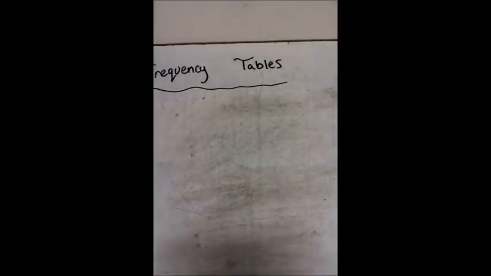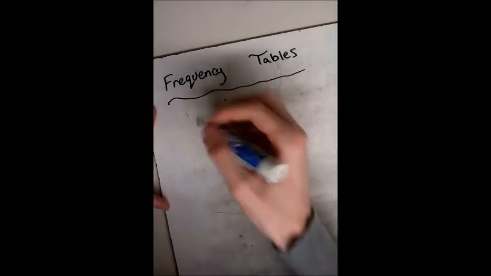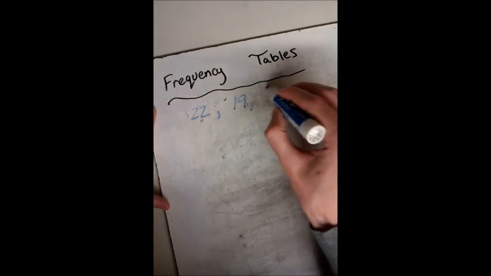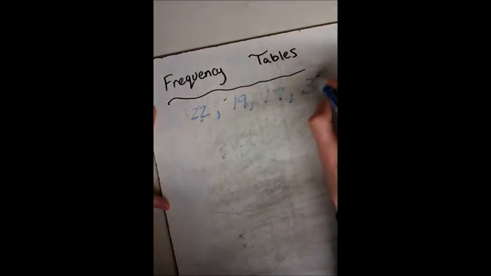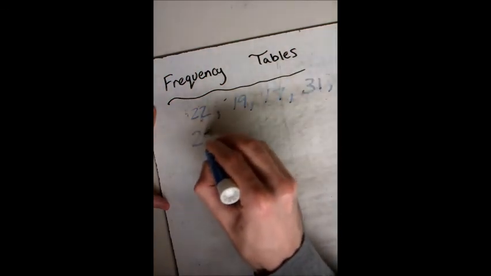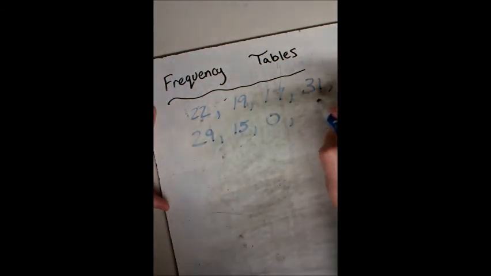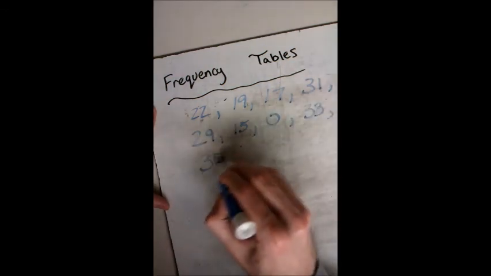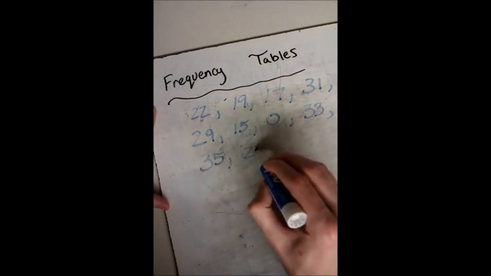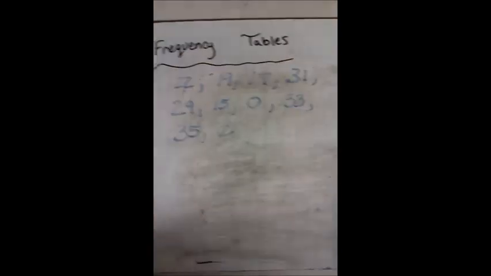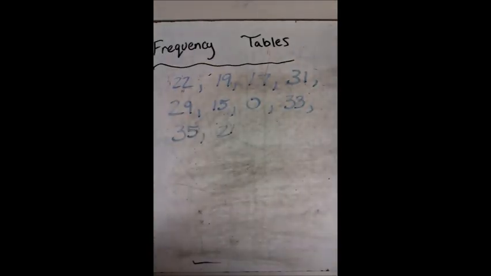Alright, so I'm going to make up some numbers here to look at. So we'll start with 22, 19, 17, 31, 29, 15, 0, and 33, 35, 21. So that's made up a couple numbers there for us to look at. Hopefully you can see those as well as I can.